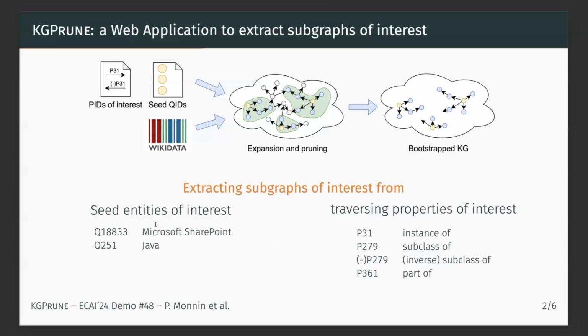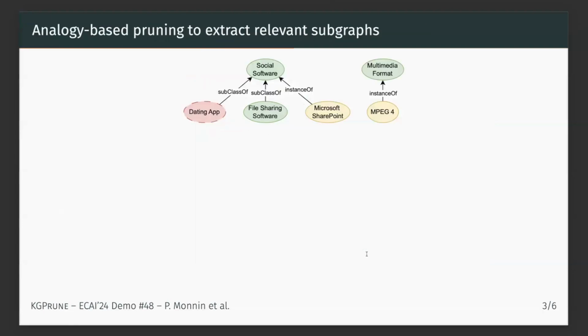For example, here we have the QID of Microsoft SharePoint and the QID of the Java programming language, and also a CSV file that contains the identifiers of the properties of interest to traverse, that is to say, PIDs. For example, here we have the PIDs of the instance of and subclass of properties. Note that PIDs can be prefixed by the minus sign for inverse edges to be traversed.